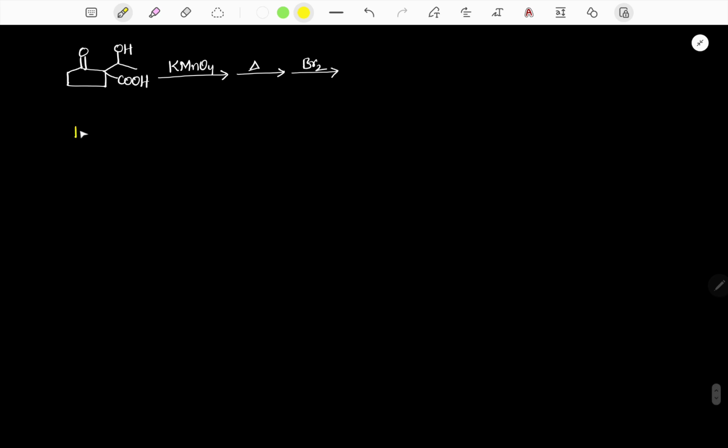The reactant has a ketone functional group, an alcohol functional group, and a carboxylic acid functional group. When it is treated with KMnO4, this secondary alcohol undergoes oxidation and gives the corresponding ketone and carboxylic acid.